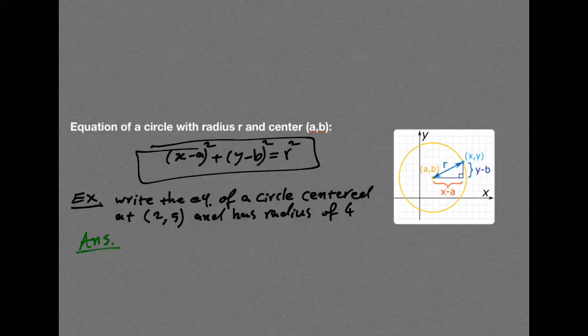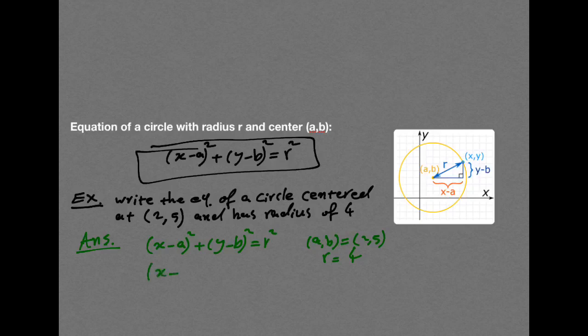All we have to do is to use the general standard equation of the circle. So it is (x minus a) squared plus (y minus b) squared equals r squared. So we need to know what is a, what is b, and what is r. So a and b is given to be 2 and 5, so that's the center of the circle, and radius is given to be 4. So all you have to do is just plug in these numbers into this standard equation.